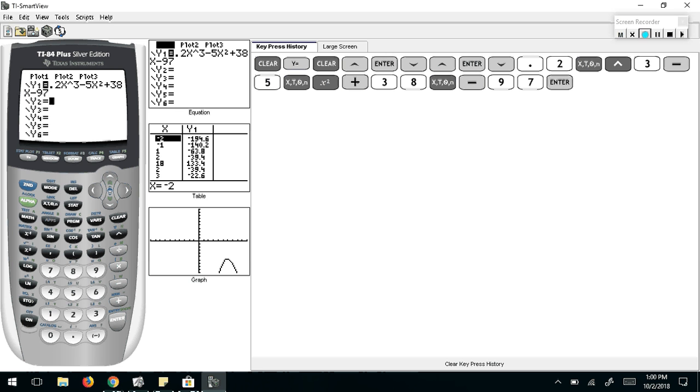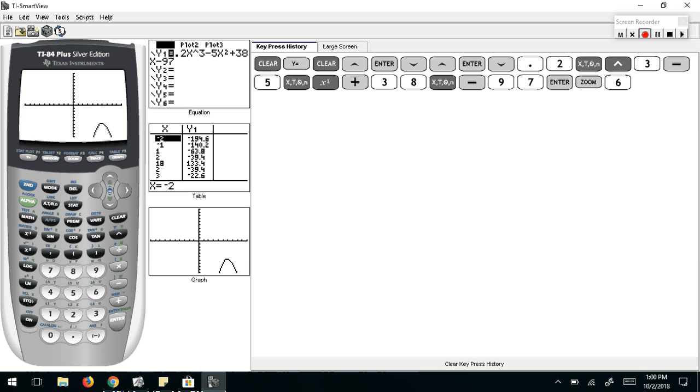10 by 10 window, I do what? Zoom 6. Now, looking at this, clearly I can't see everything I need to see, right? Okay. So I don't want you to start using the zoom functions. Zoom in goes in closer. I want you to start playing around with the window itself, okay?